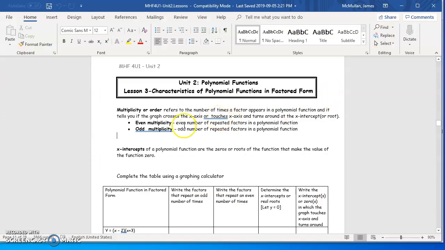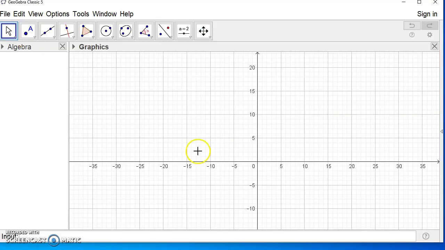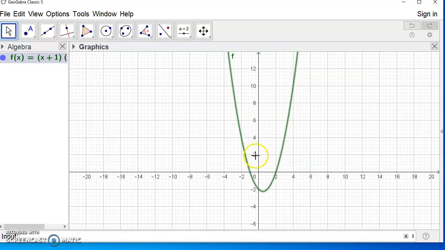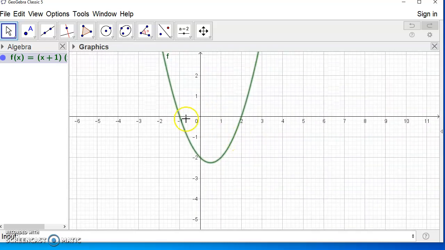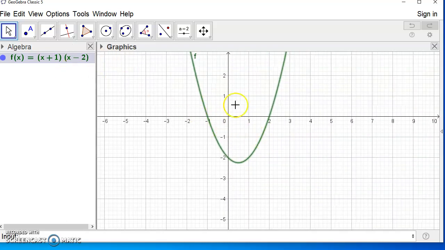So let's start with the idea of the multiplicity. This is another new term to know. The multiplicity is the number of times a root or a factor appears in the equation. So just a very quick example, if we have x plus 1 times x minus 2, you know that this makes a quadratic. It has an intercept here at minus 1, and it has an intercept at plus 2.